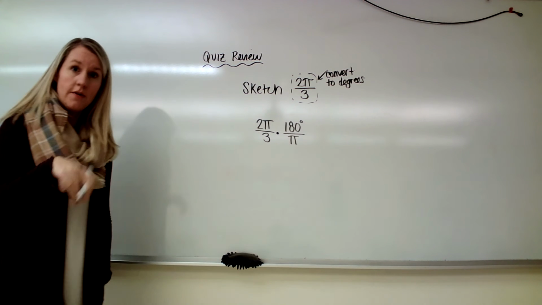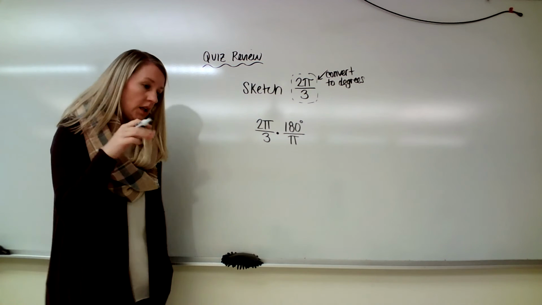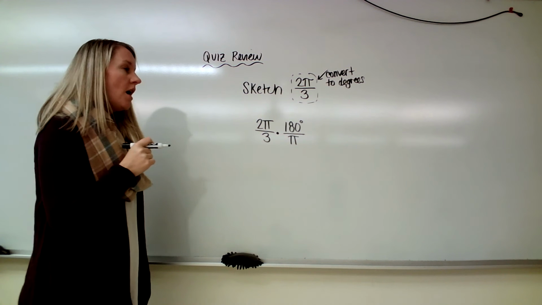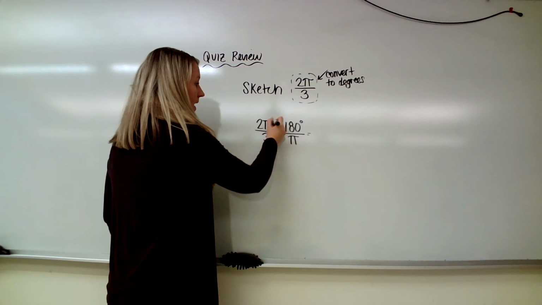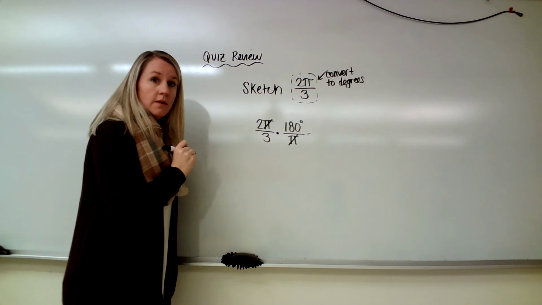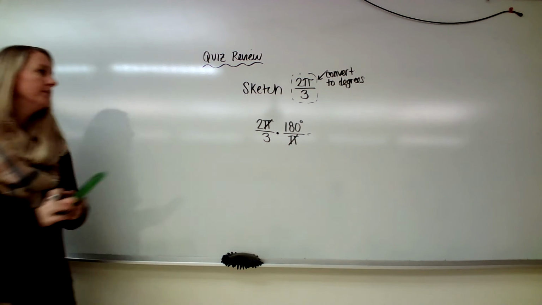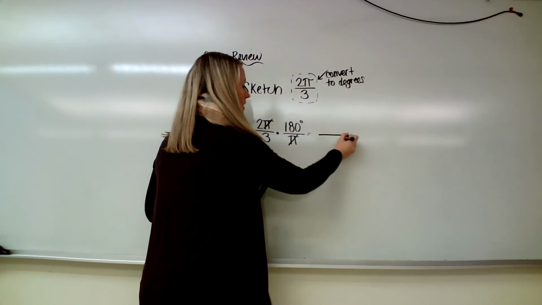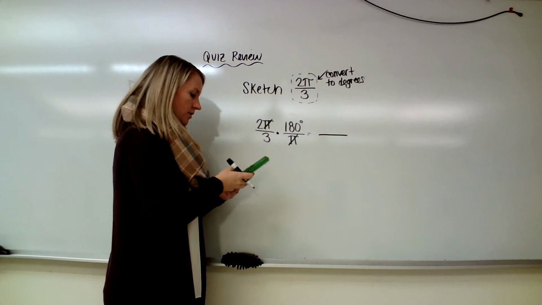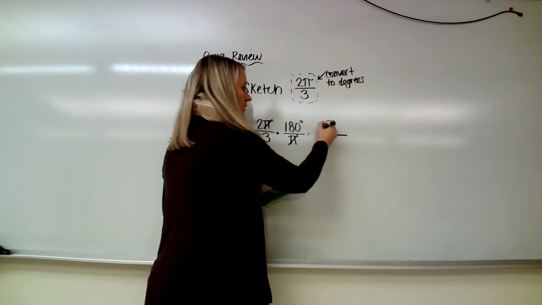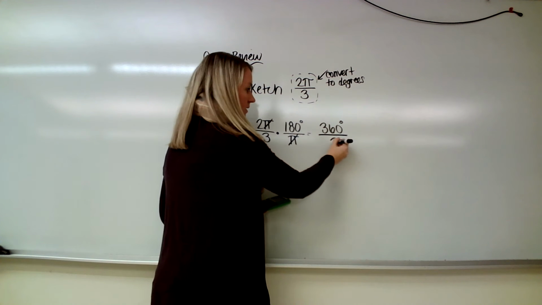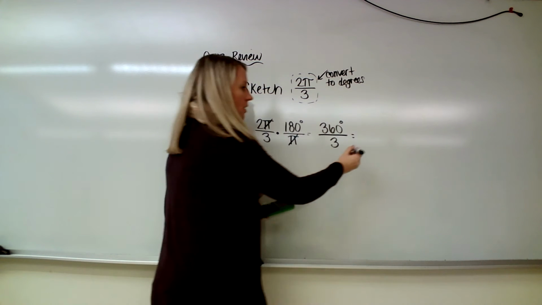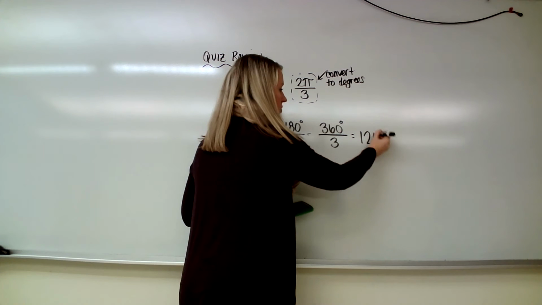So know that fraction, have it written somewhere, have a little cheat sheet, so you can refer to it, because you can always use your notes. What's going to happen is my pi's cancel, which is delightful. I grab my calculator, and I'm just going to go straight across. 2 times 180 is 360. There's just a 3 in the denominator, right? So 360 over 3 would be 120 degrees.